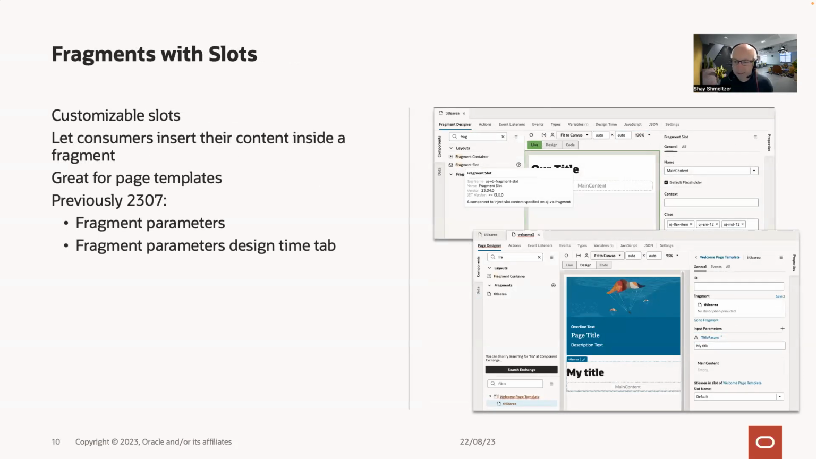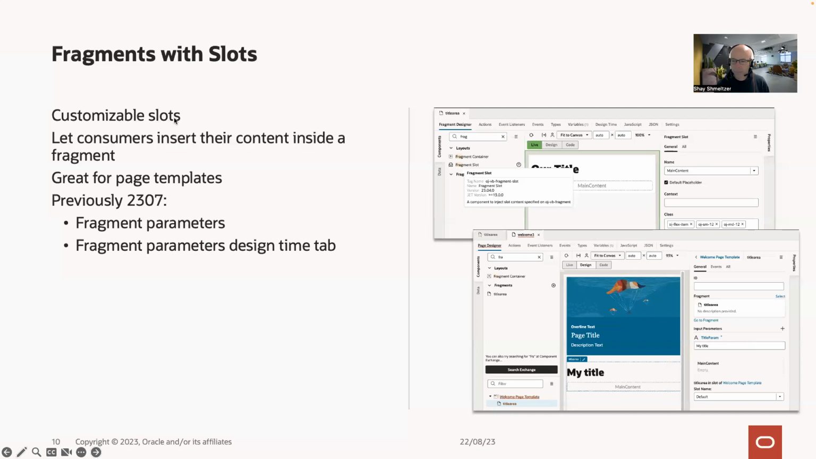Another area that we've been enhancing in the latest versions is Fragments. So Fragments, if you're not familiar, is a way for you to create reusable pieces of user interface with business logic that you can reuse across your application in various locations. Okay. In the last release in 2307, we added the ability to add fragment parameters, so pass parameters to a fragment, and also created the design environment where you can design how those parameters would show up in the property inspector of a fragment.